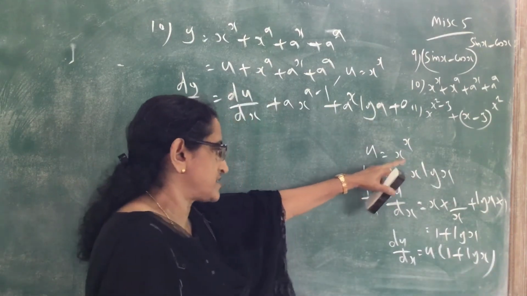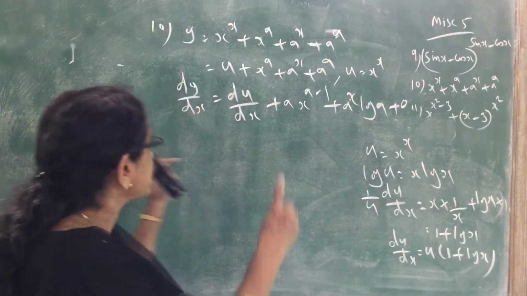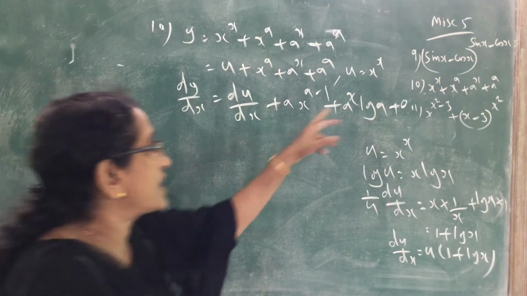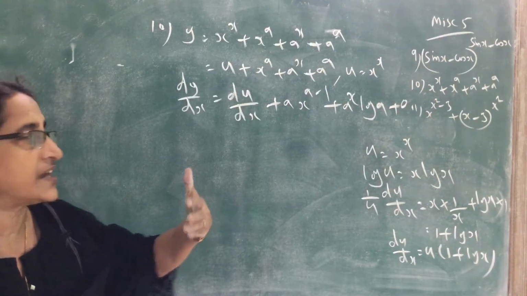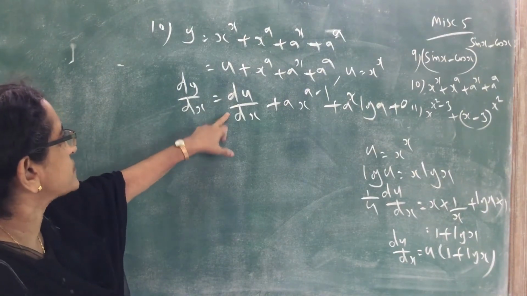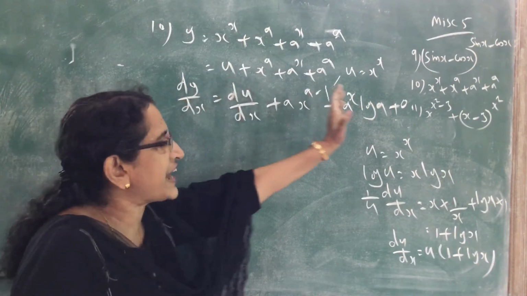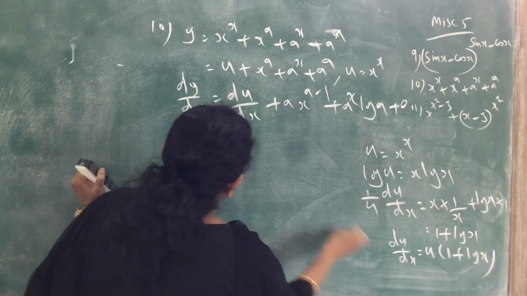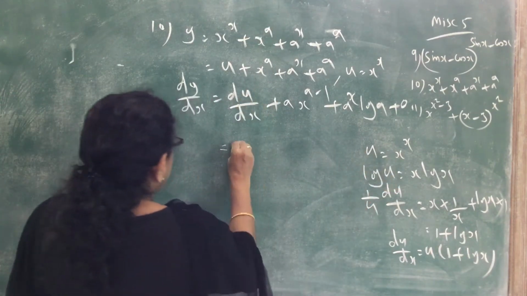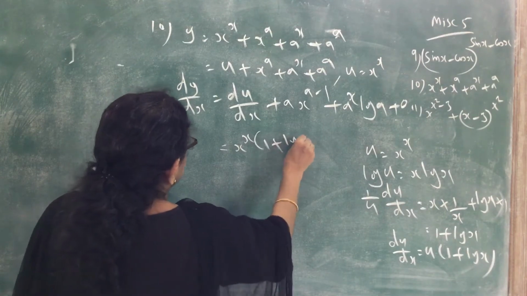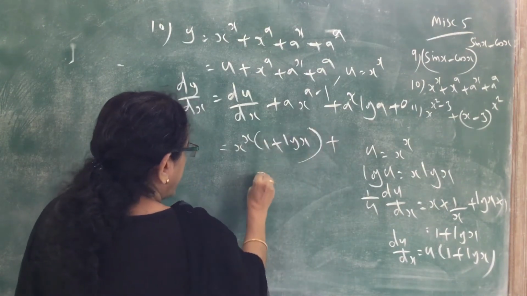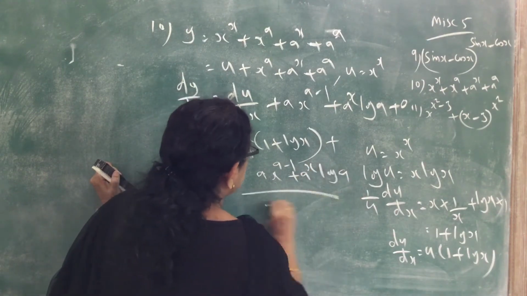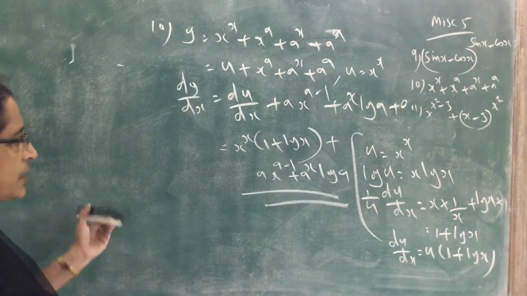u is x raised to x. Substitute x raised to x in the place of u. So what is the answer here? The question is to find dy by dx, or differentiate the given function with respect to x. So dy by dx equals du by dx. Only this du by dx we have to substitute, all the others we found directly. What is du by dx? We found u into, what is u? u means x raised to x. So x raised to x into 1 plus log x, then plus a x raised to a minus 1, plus a raised to x log a. That is the answer. The derivative of a raised to a is 0. So that is the answer.